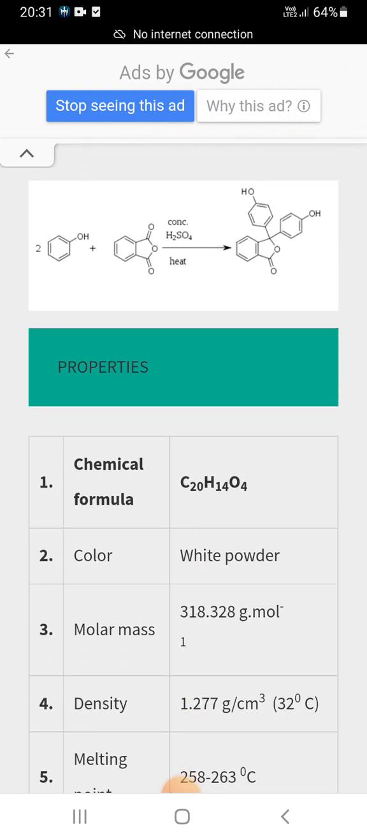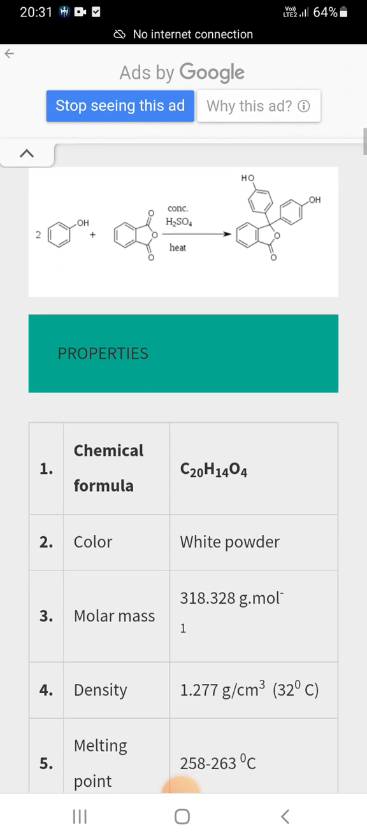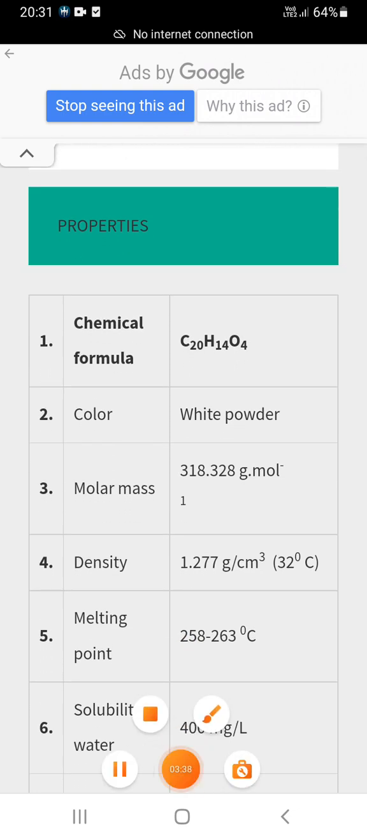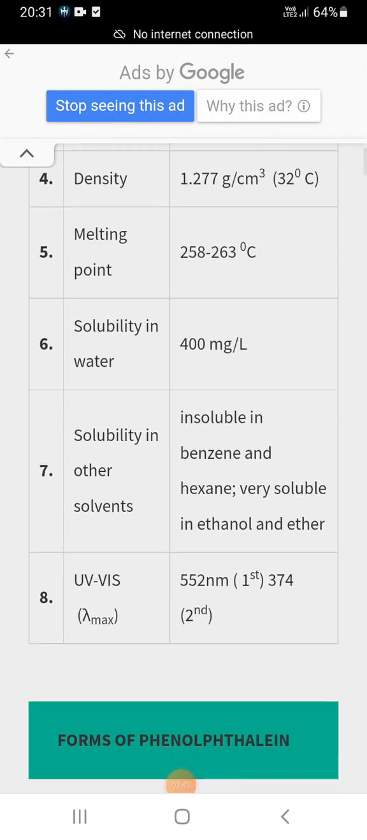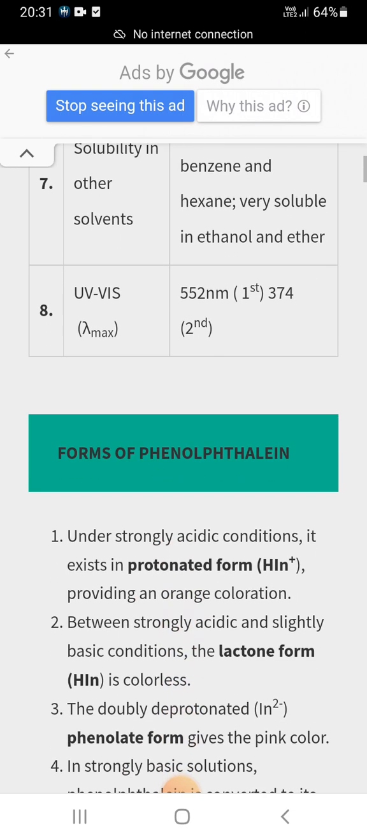Phenolphthalein is a white powder, soluble in water. It is also soluble in some other solvents, but it is insoluble in benzene and hexane, and very much soluble in ethanol. In its UV-visible spectrum, it gives the maximum absorbance at 552 nanometer.